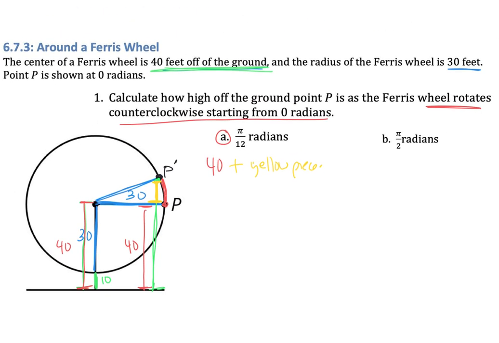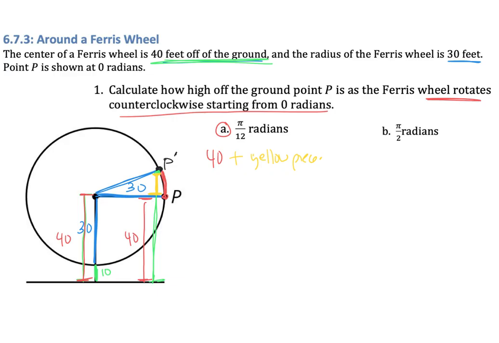Sorry. So now that we have that yellow piece, how do we find the length of that yellow piece? Well, hopefully you are remembering that we rotated right here. This rotation through here is pi over 12 radians. And if I want to find this value, in other words, I have this triangle right here. I've rotated pi over 12 radians.